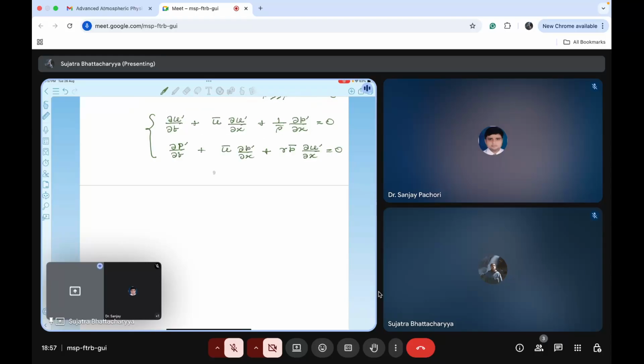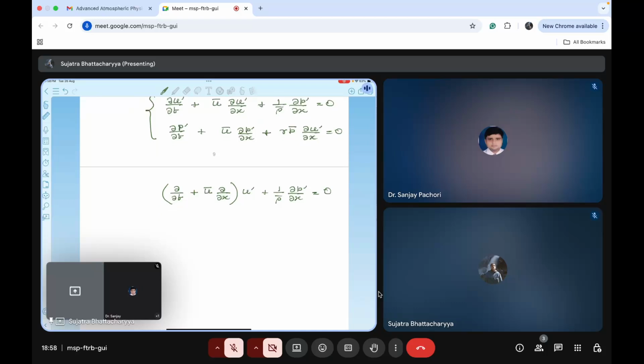Now look at this. The first equation, can we write this as del T plus U bar del X, this times U dash, plus 1 by rho bar delta P dash by delta X equal to 0? Can we write like this? Yes, because it is operated on this. Similarly, the second equation: del T plus U bar del X of P dash plus gamma P bar delta U dash by delta X. Yes, we can write this.